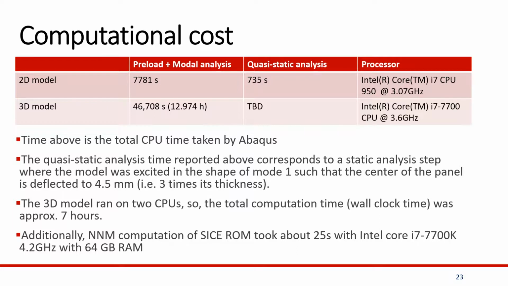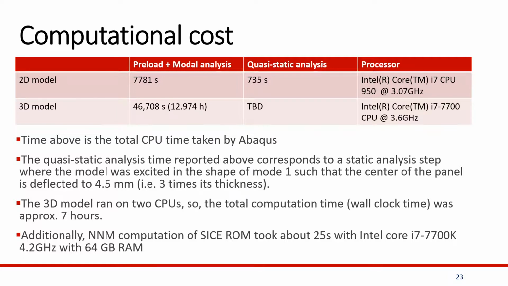Now, what is the computational cost of doing this? The time above is the total CPU time that is taken by Abaqus for the preload plus modal analysis and for the quasi-static analysis. The quasi-static analysis time that is reported corresponds to a static analysis step where the model was excited in the shape of mode 1 such that the center is deflected to 4.5 mm, that is 3 times the thickness of the panel. The 3D model, note, ran on 2 CPUs, so the total computational time was about 7 hours. Additionally, the NNM computation of the SICE ROM took about 25 seconds.